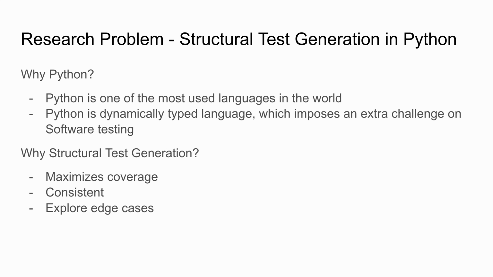Research problem, structural test generation in Python. First of all, why Python? Python is one of the most used languages in the world. Python is a dynamically typed language which imposes an extra challenge on software testing. For automating the test case generation, we need to know the types of the arguments and the variables of the file we test via structural test generation. It maximizes the coverage, it is consistent, and it explores the new edge cases.